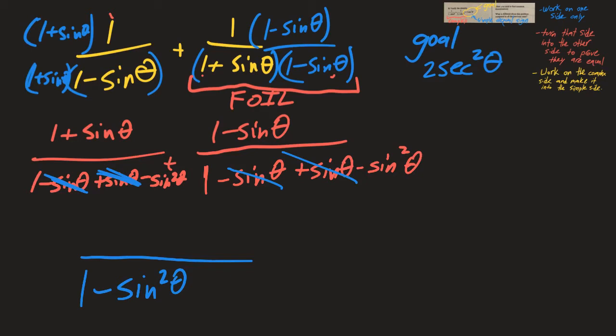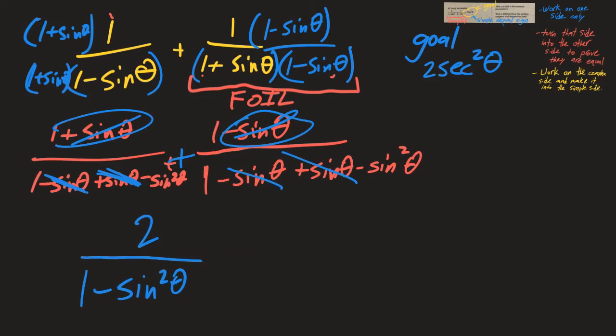Is there anything we can do with this top part? I see 1 plus sine theta and 1 minus sine theta. So these two sines are going to cancel out, and I'm going to just have 1 plus 1, which is going to give me 2. Okay, let's continue to simplify this now.